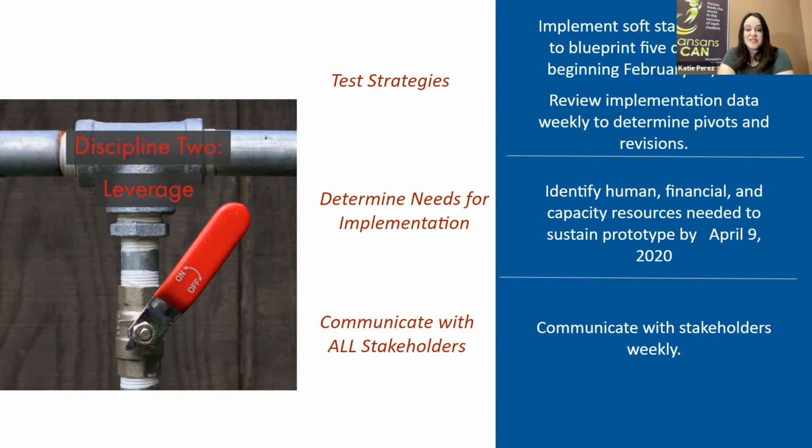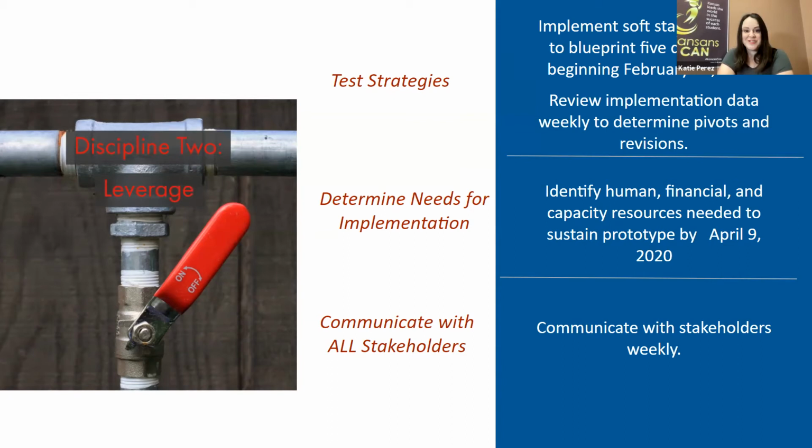The test strategies, we want to write that in a way that's actionable. So perhaps to test a strategy, it might sound like we're going to implement soft starts according to the blueprint 5 days a week, beginning on February 10, 2020. And we're going to review implementation data weekly to determine pivots and revisions. That tells us exactly how we're going to provide leverage towards that goal. It's more specific than simply test strategies.